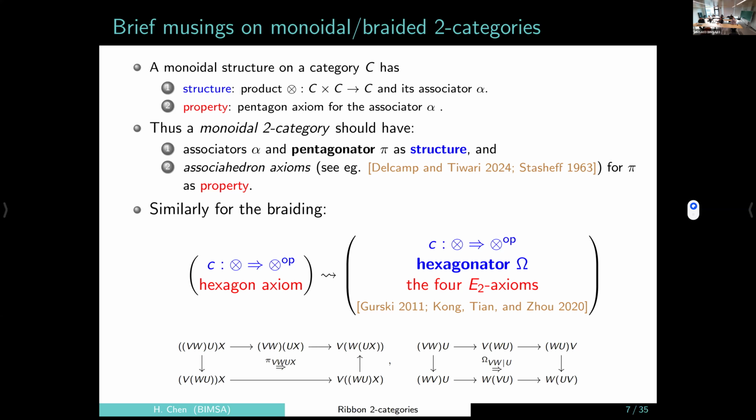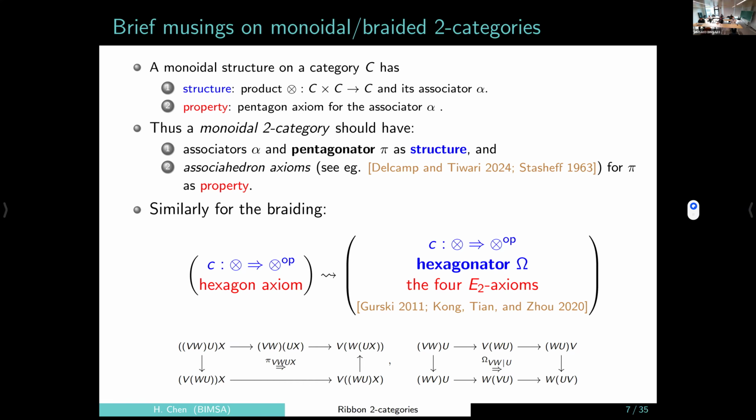Similarly for the braiding: once you have the structure of a monoidal category, you can tell how it exchanges the monoidal product, and that's the braiding, and it has to satisfy the hexagon axiom. This braiding has to be coherent against the associator, and that's the hexagon axiom. So when you categorify, you also have to include a two-morphism which witnesses this. That's called a hexagonator. And then you also have to ensure that it's coherent.